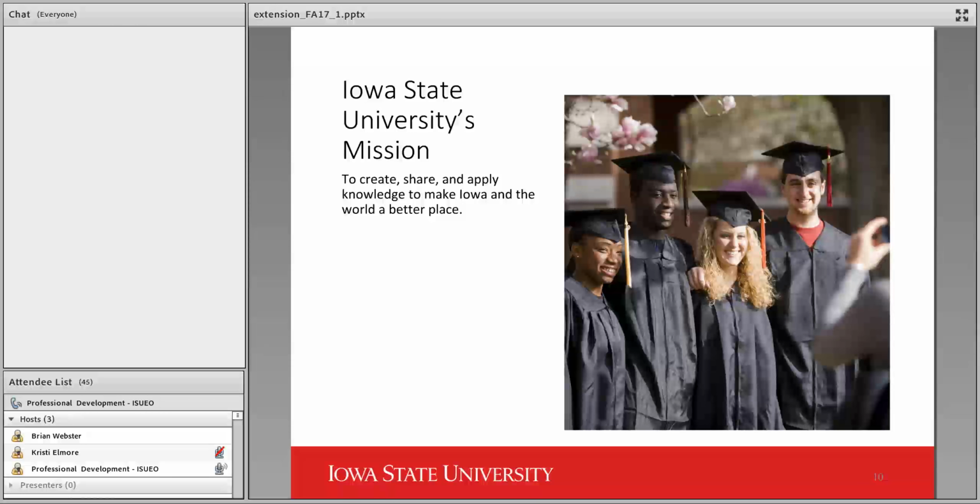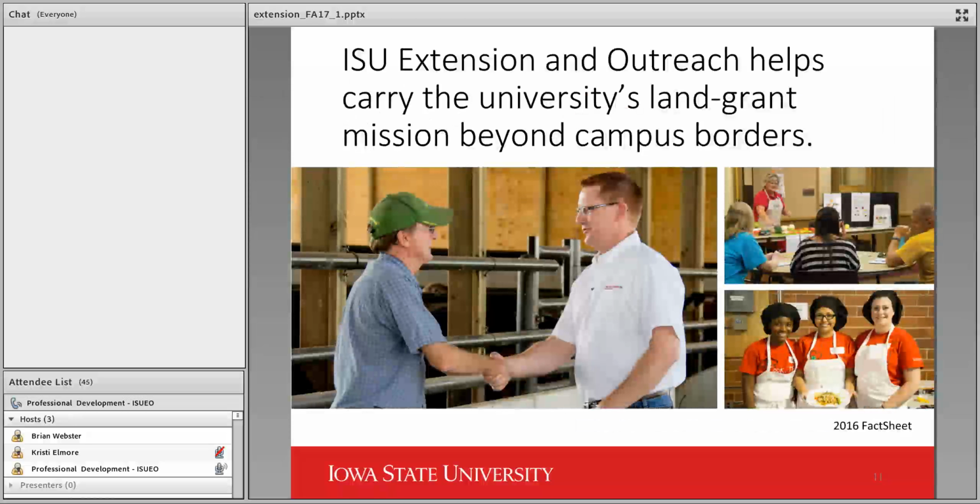Okay, and finally, you see here the mission at Iowa State. Our mission is stated as to create, share, and apply knowledge to make Iowa and the world a better place. So I think it's imbued in our mission that we have a commitment and a responsibility to the world, to human beings of all kinds of abilities, all races, all countries. So, in order for us to be able to share our knowledge, we have to make our content in the web accessible.